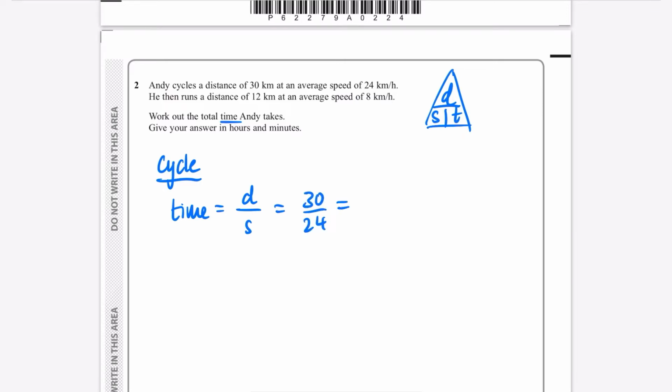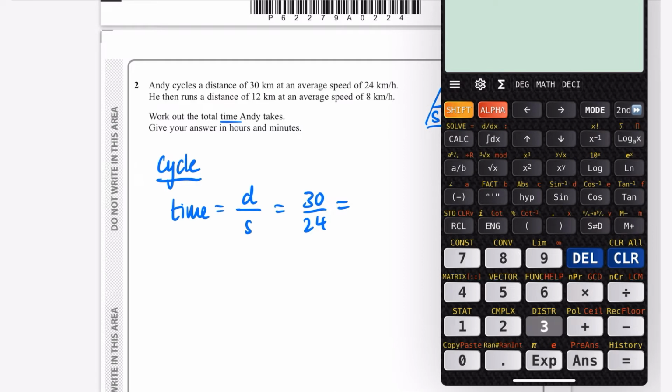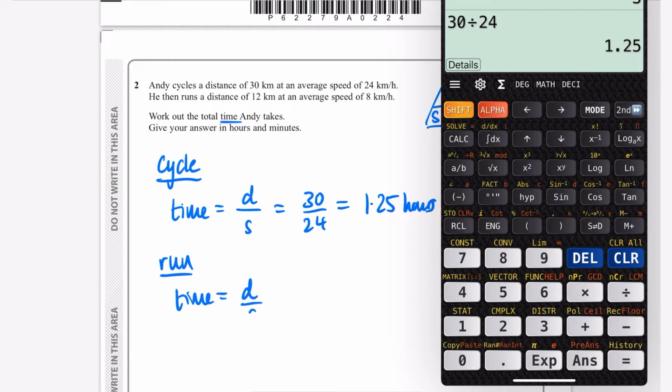So on my calculator, I'll just quickly work that out. So I'm going to do 30 divided by 24, which is 1.25 hours. And then for the running section, the time is going to be the distance divided by the speed. The distance is 12 and the speed is 8. So I'll do 12 divided by 8, and you get 1.5 hours.